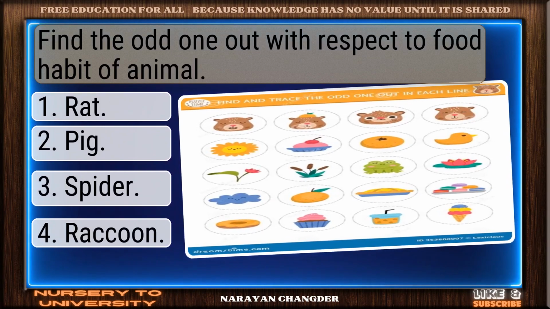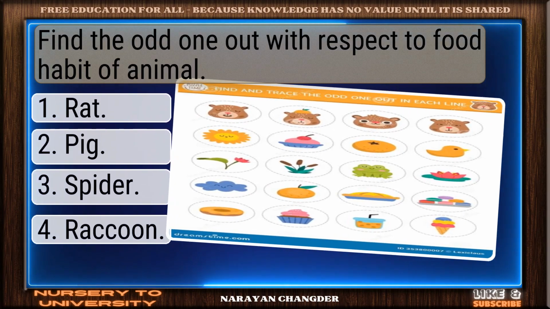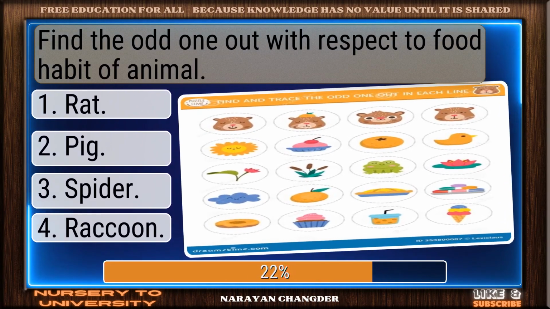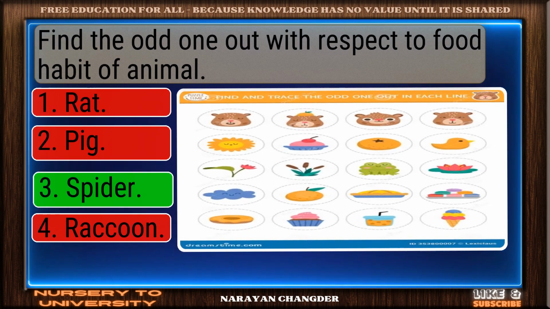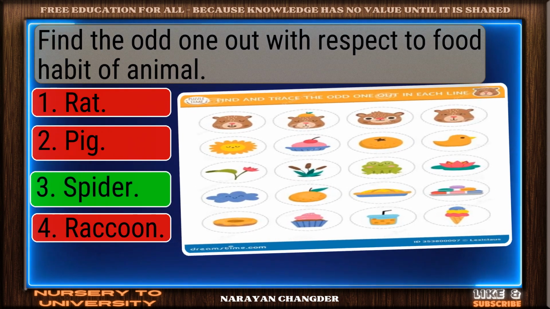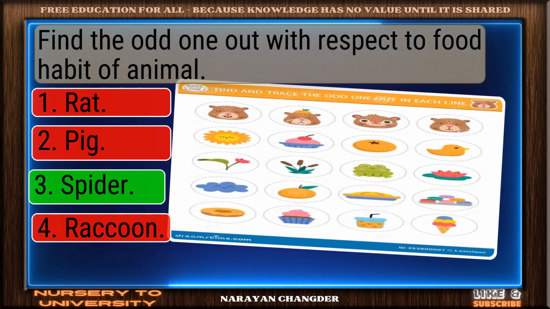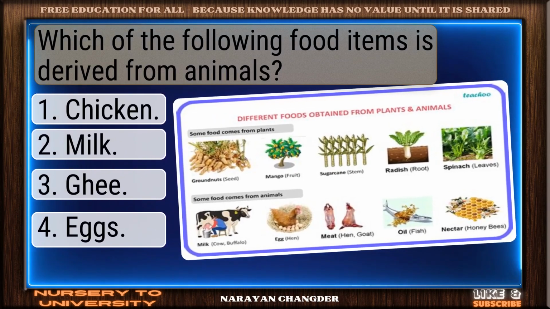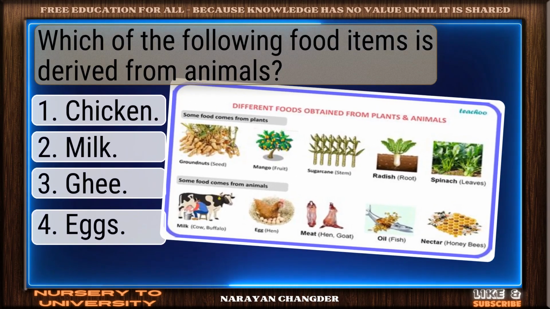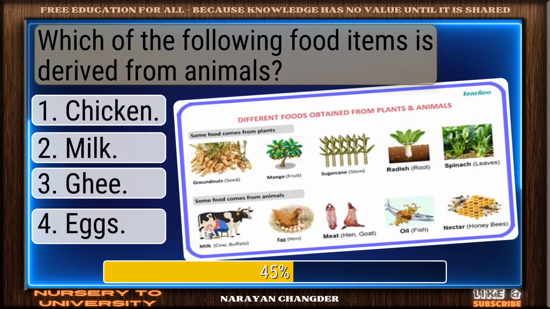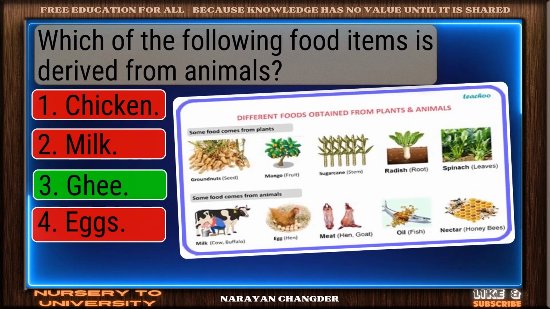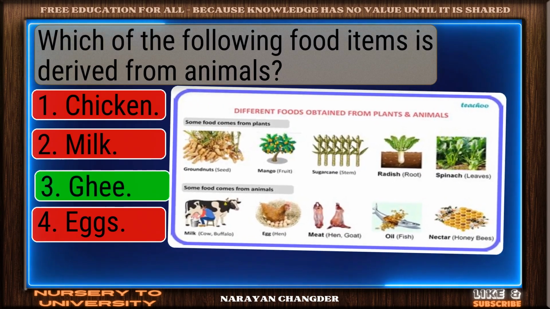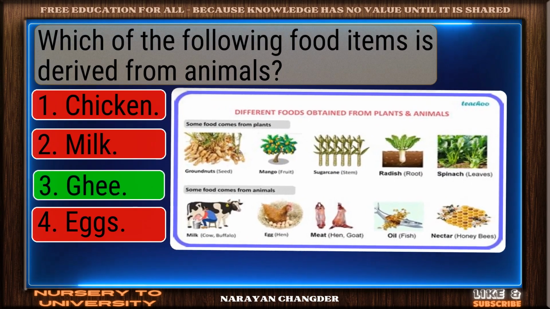Find the odd one out with respect to food habit of animal. N. Great thinking. Spider is the right choice. Which of the following food items is derived from animals? Sharp thinking. Ghee is the right choice.